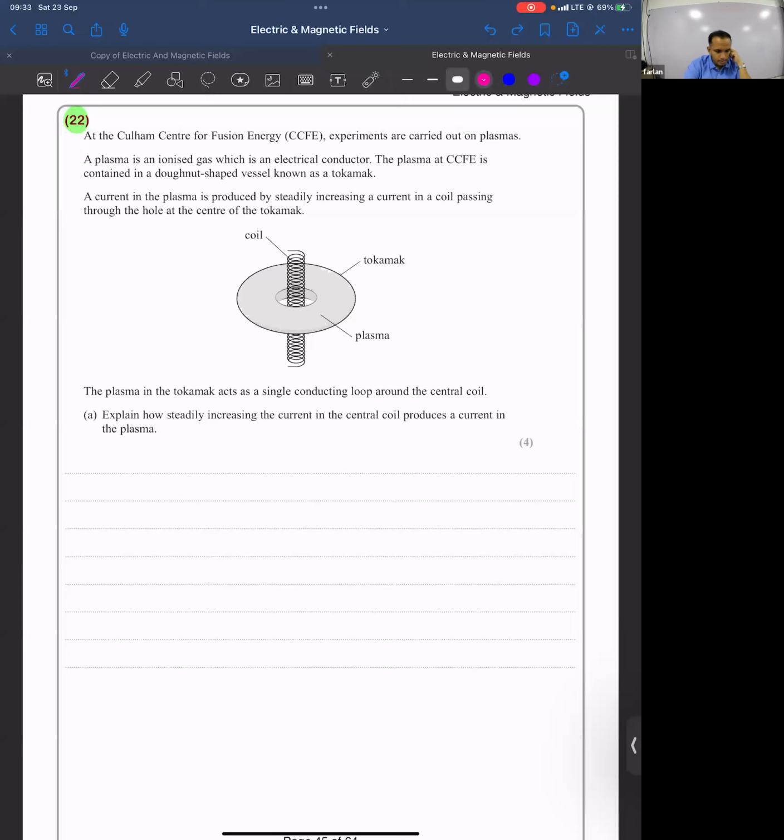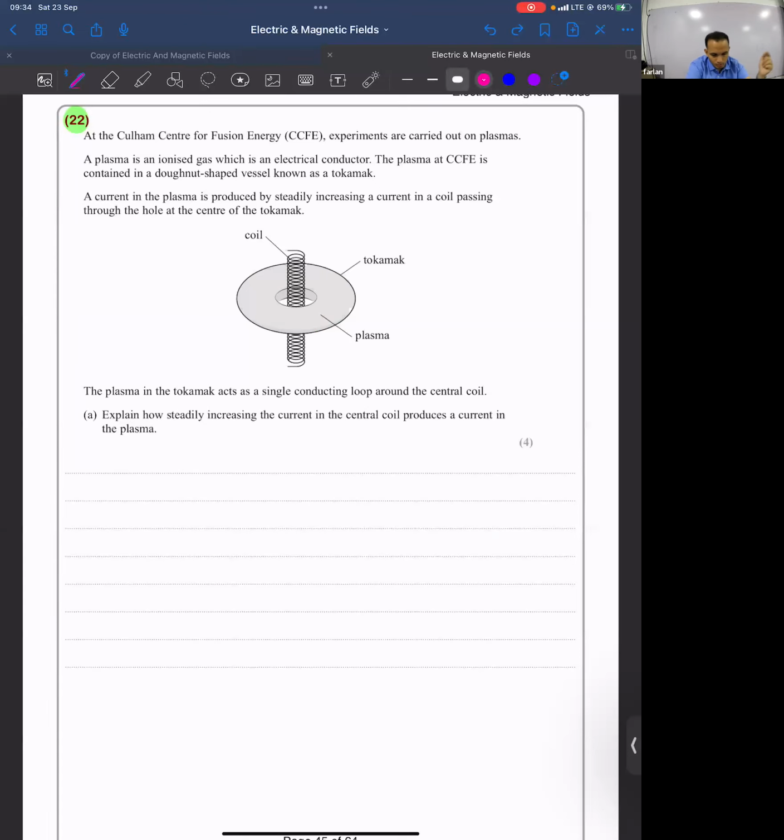Okay. Explain how steadily increasing the current in the central coil produces a current in the plasma. So it's a 4 marker. So look at the points. When you increase the current in the coil, the magnetic field induced around it will increase. So when the magnetic field increases, the magnetic flux linkage will increase. Or you can say the magnetic field lines will cut the plasma. So there is a change in the magnetic flux linkage through the plasma. So there will be an EMF induced in the plasma. And since the plasma is a complete circuit, there will be a current passing in the circuit.